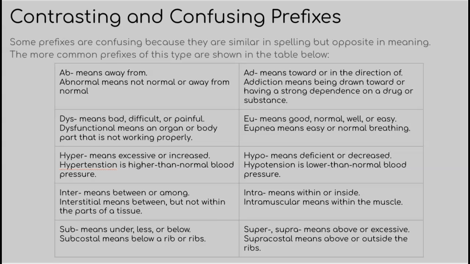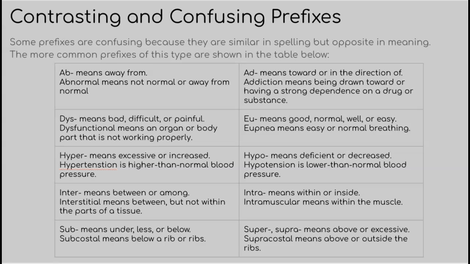Eu means good, normal, well, or easy. Eupnea means easy or normal breathing. Hyper means excessive or increased. Hypertension is higher than normal blood pressure. Hypo means deficient or decreased. Hypotension is lower than normal blood pressure. These two, the next two, are very confusing. So please make sure you're writing these down and understanding them.